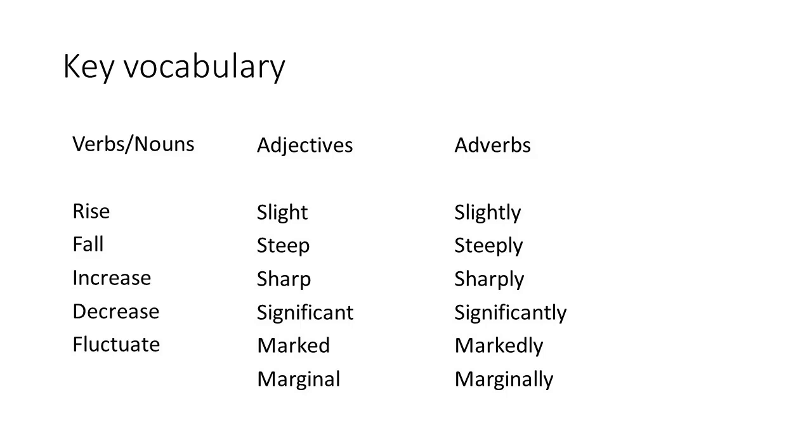Now, if you use them as a verb, for example, the word rose, you could say it rose slightly. Not there was a slight rose. You'd say it rose slightly. It fell steeply. It increased sharply. It increased slightly. It decreased significantly. You get the idea. You could apply it to the word fluctuate as well.